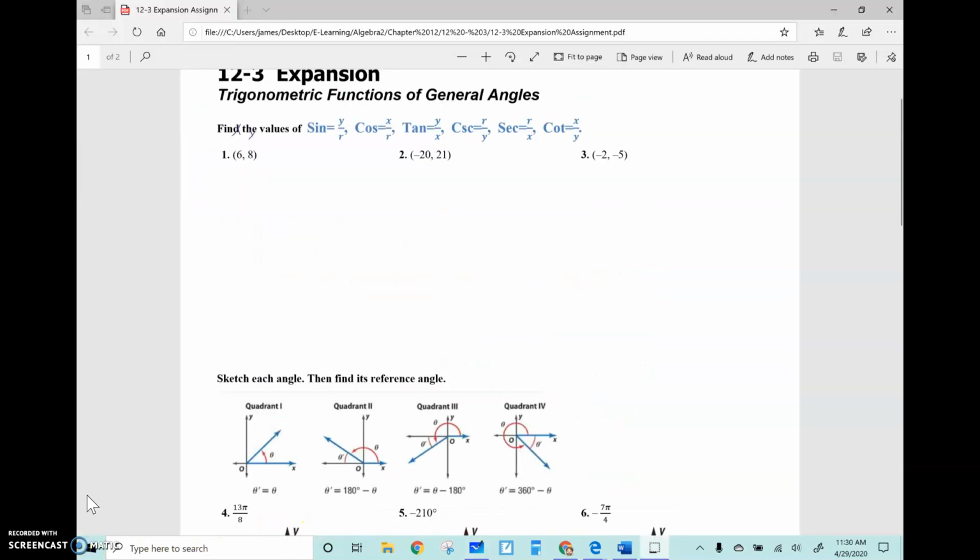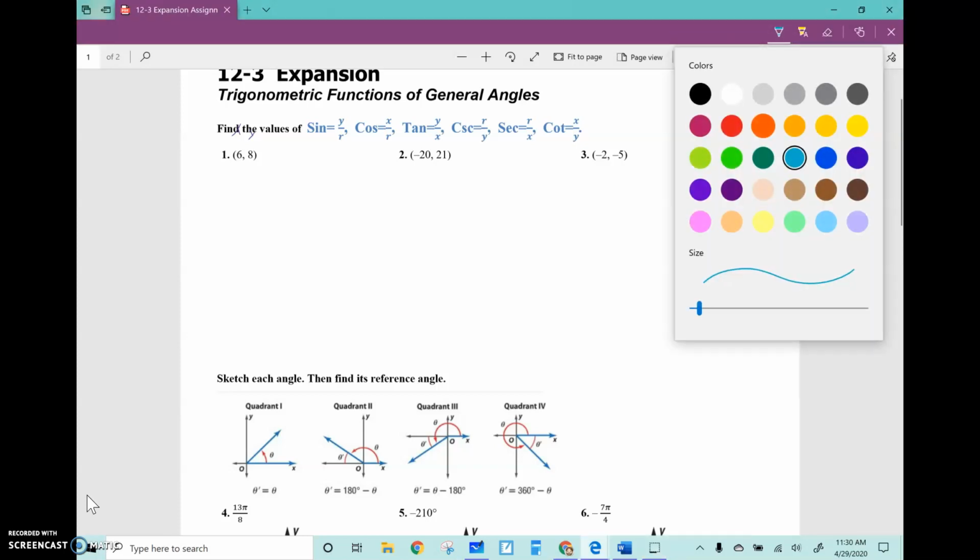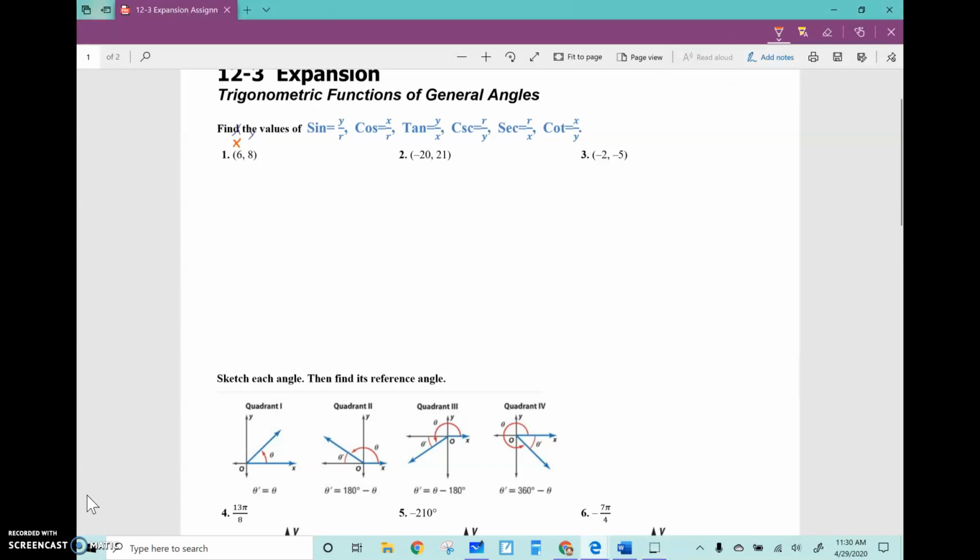Adding on to your notes, I'm going to do some examples from your assignment. All right. So the first part of your expansion assignment is going to be just like your first 12-3 assignment, whereas these coordinates here were x and y, and we have x as 6, and we had y as 8, and we needed to find, sorry, it's a bad 8. We're looking to find r.